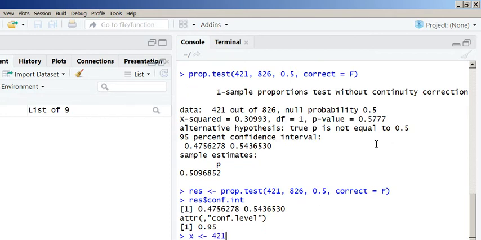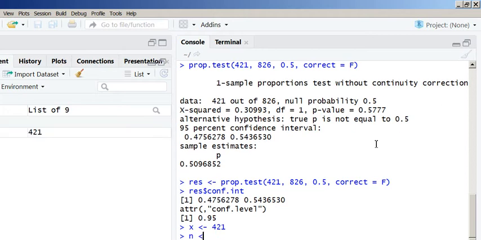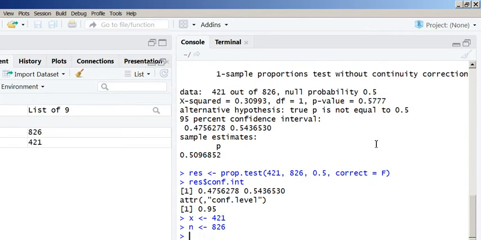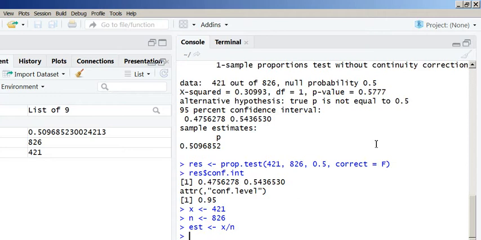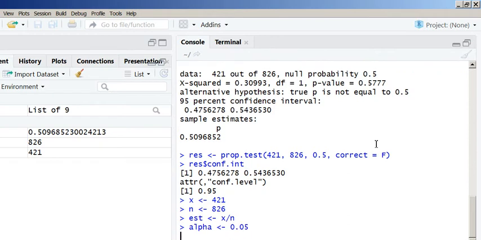X we said was 421, n we said 826. Our estimate, I want to go with the formula now. It's x over n, and with an alpha level, if confidence is 0.95, then alpha is 0.05, and with the critical value from the normal distribution, we have to check that. Of course, we have the randomness, and we also have a random sample, and we also have success failure verified. Of course, we have more than 10 with 421 and 405. So we have more than 10 in both cases, so we can pull from the normal distribution.